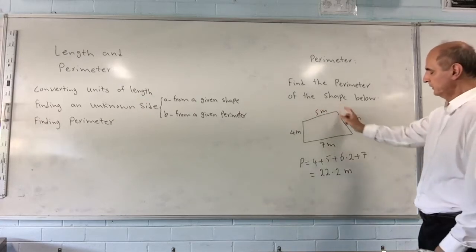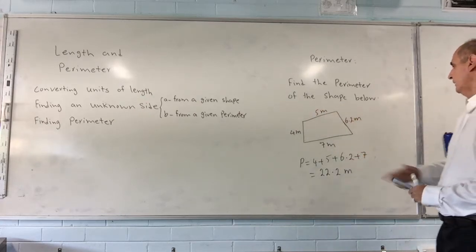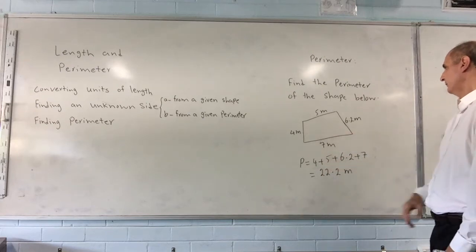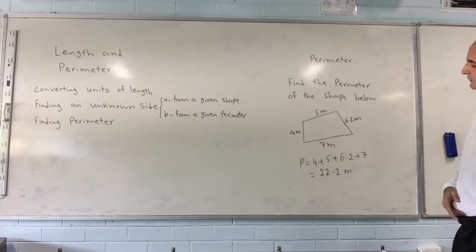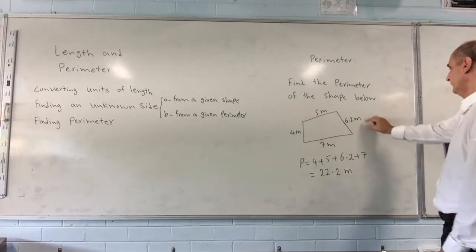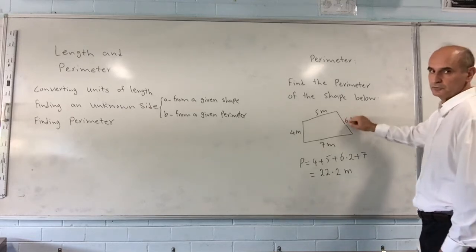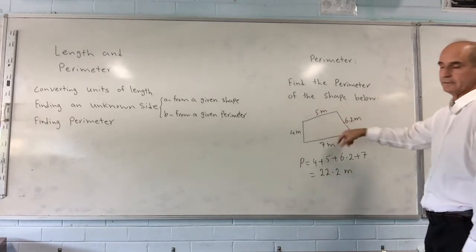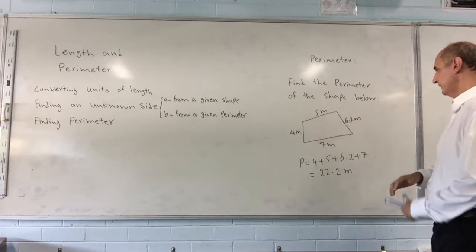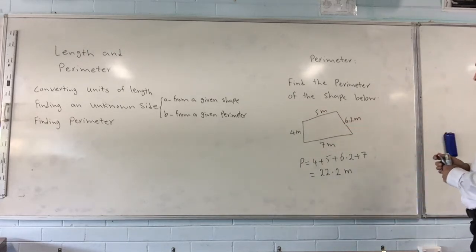When added up together, which gives us the perimeter. So that gives us the perimeter of this shape. But as I said, if this was, for example, in centimeters, I needed to change it to meters first before adding them up. All have to be in the same unit.